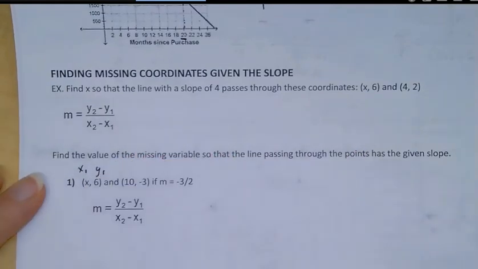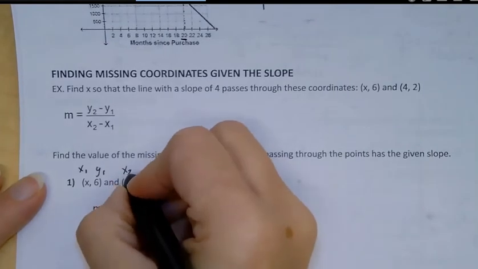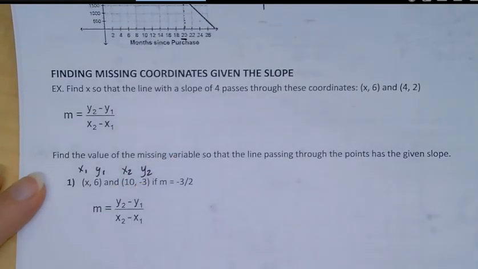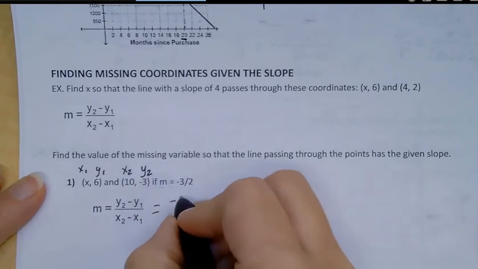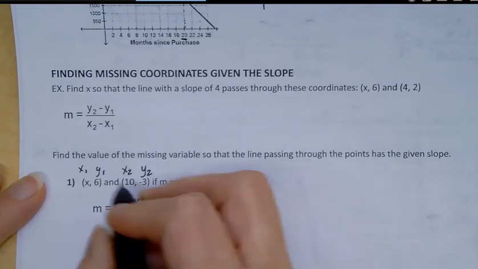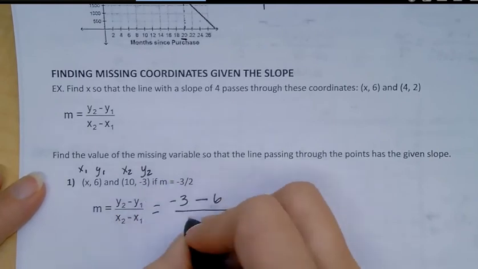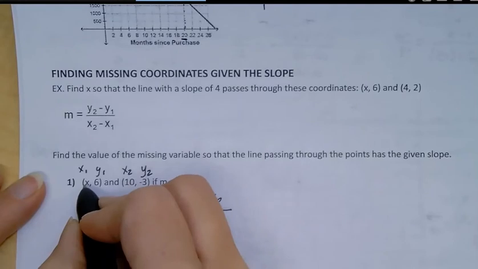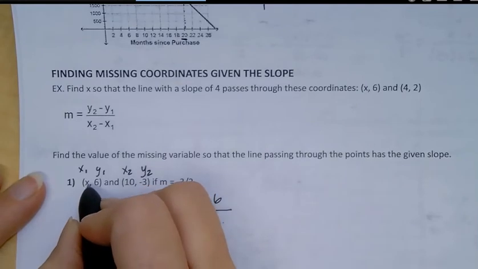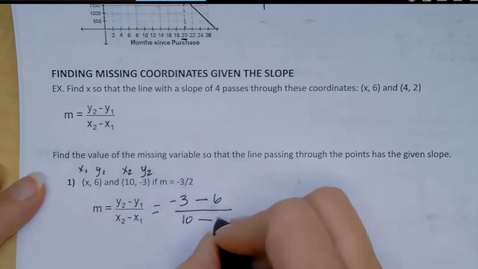We're going to call that my first point. This is x sub 2, y sub 2. That's my second point. I'm just going to plug in what I know. Y sub 2 is negative 3. Minus y sub 1 is 6. That is all over x sub 2, which is 10, minus x sub 1. Here's what I know. I don't know that. Something messed up my paper and I can't read it.